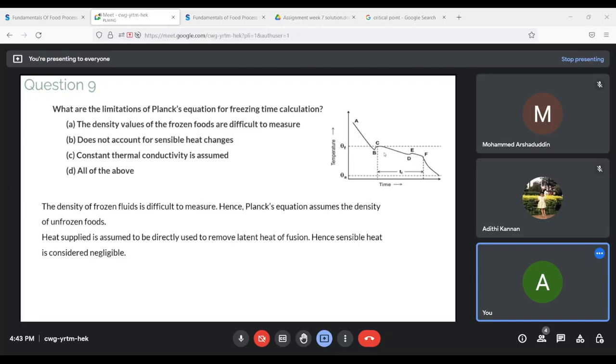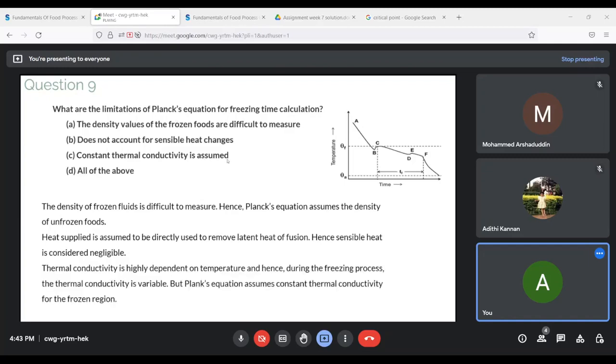In case of Planck's equation, we are considering this as your TF, that is after your crystallization has begun and then till the end of your complete crystallization, including the solute crystallization, is what you're considering as freezing time. So all the sensible heat loss you are not considering during Planck's equation. So this is your TF in case of Planck's equation, and hence it does not account for sensible heat changes. And again, thermal conductivity is also assumed constant.